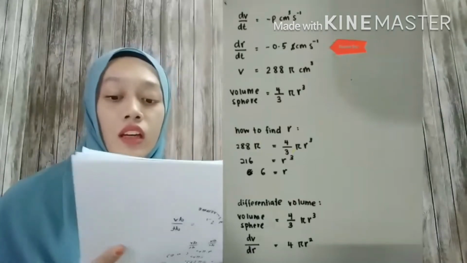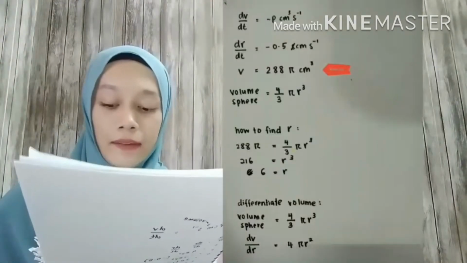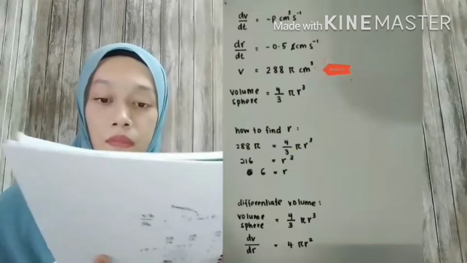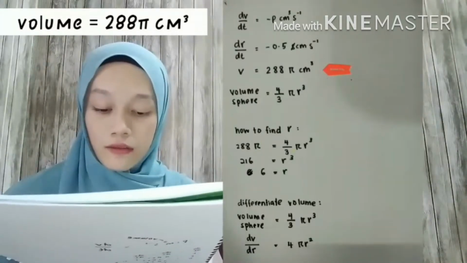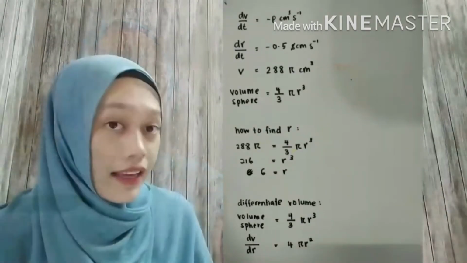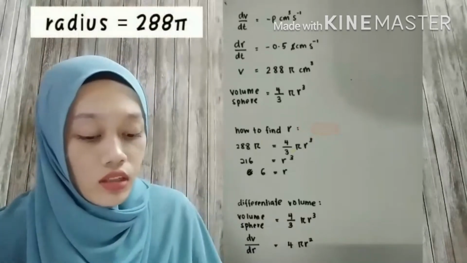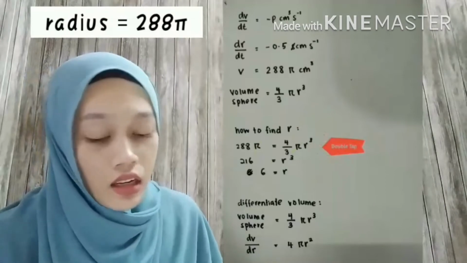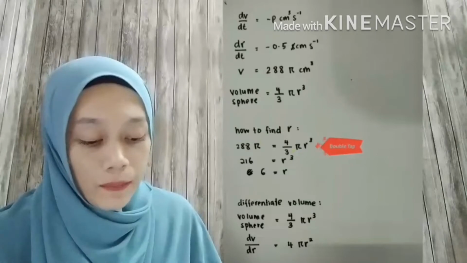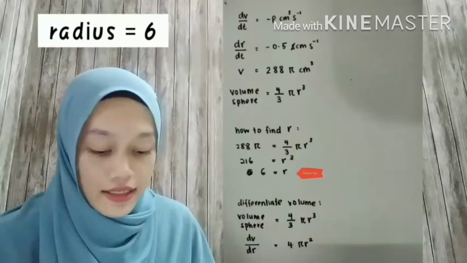Information 3, when its volume is 288π cm³. So the volume that the question gives to us is 288π cm³. Then we must find the radius. We equate 288π with the volume of a sphere, 4/3 πr³. So at the end we get the radius is 6.